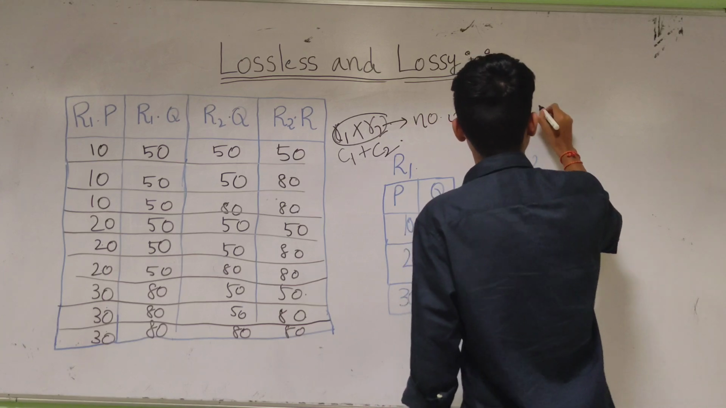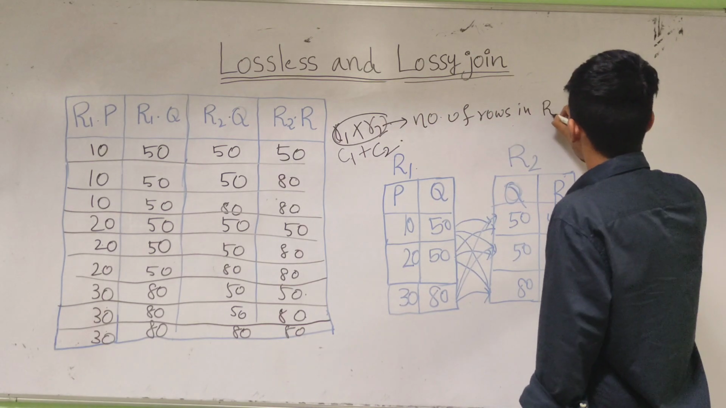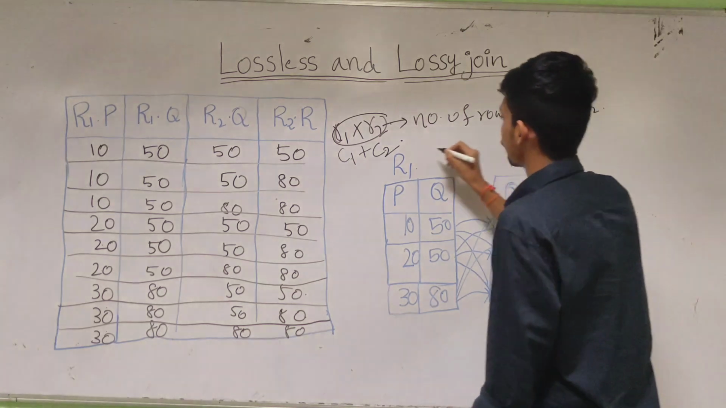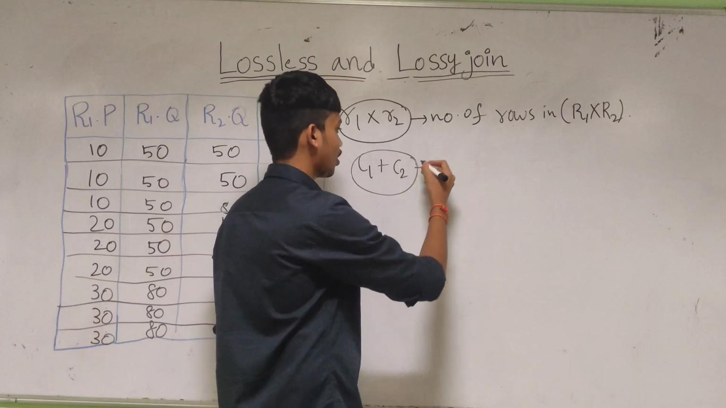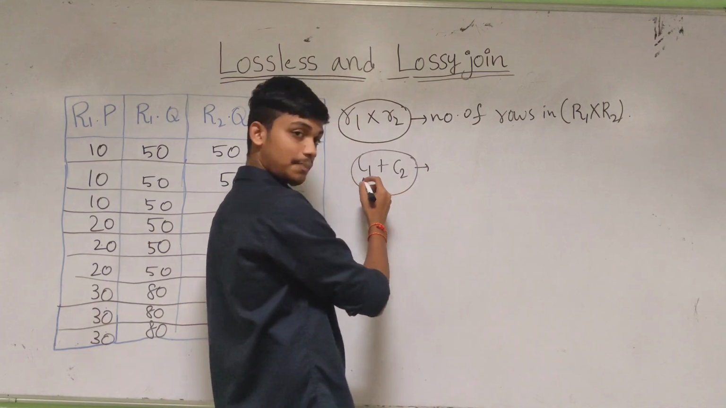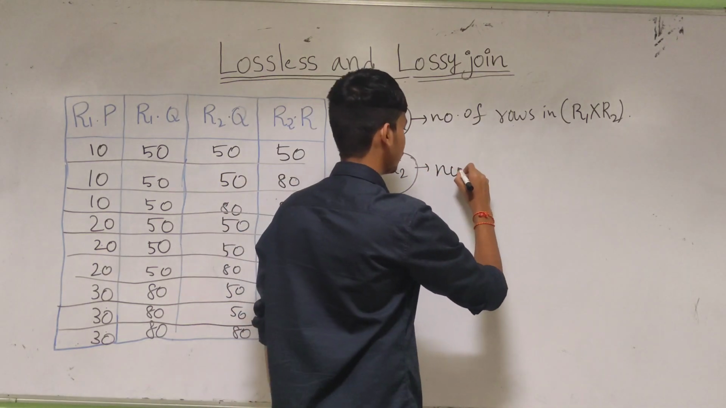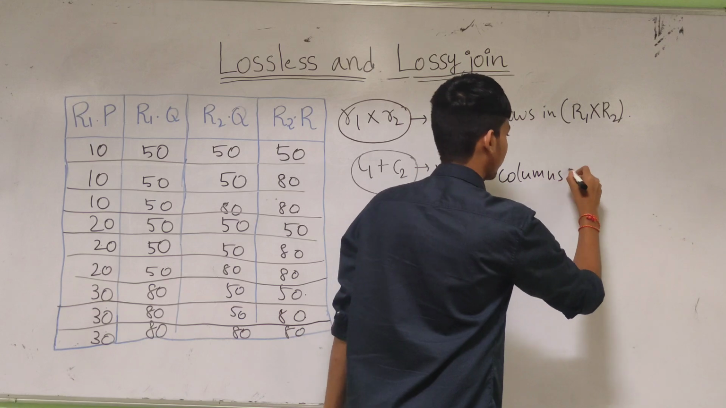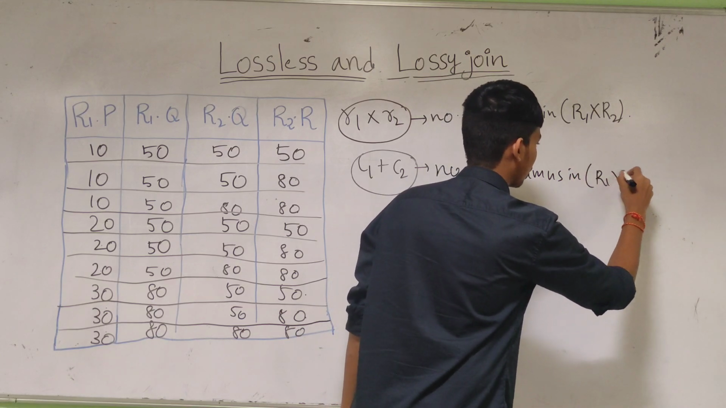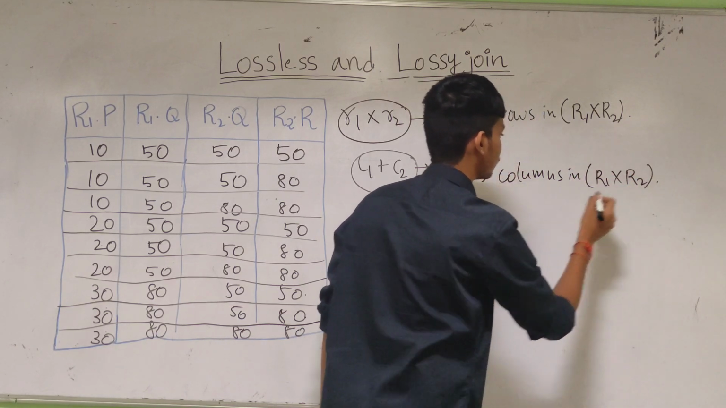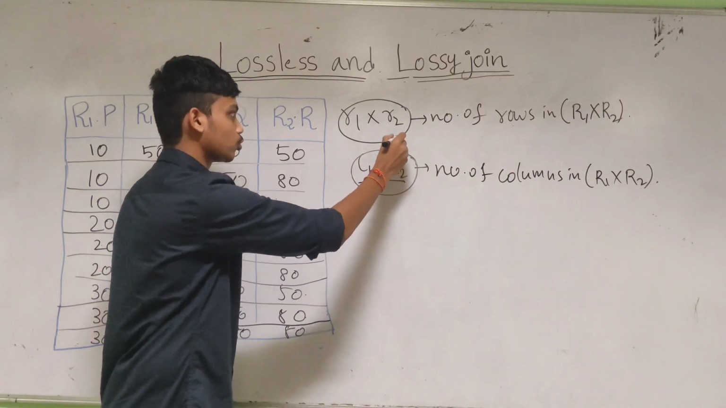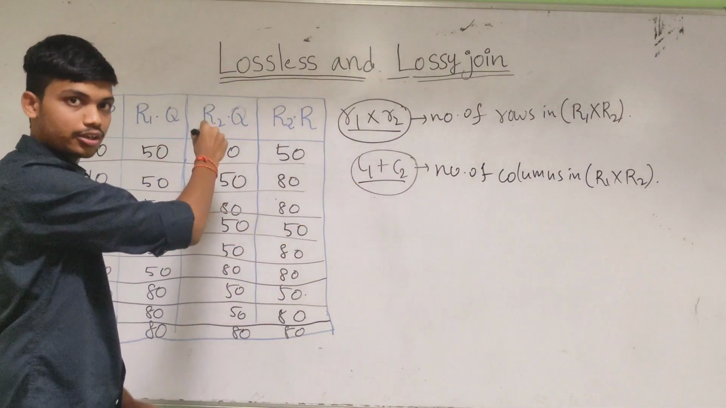This is the number of rows in R1 cross R2. Now this is the number of columns. C1 plus C2 is the number of columns in R1 cross R2. You remember these are very important. Columns will be added, rows will be multiplied in cross product.